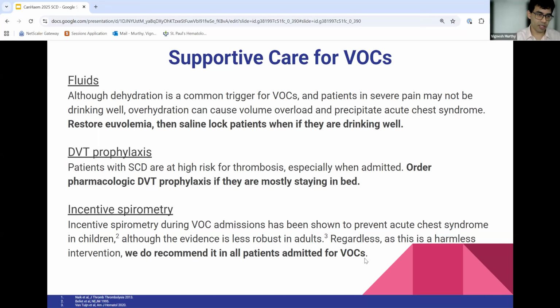DVT prophylaxis, pharmacologic, is important. These patients are at high risk for thrombosis. And incentive spirometry, there's mixed evidence for efficacy, but it's a harmless intervention, so we generally recommend it in all patients admitted for VOCs.